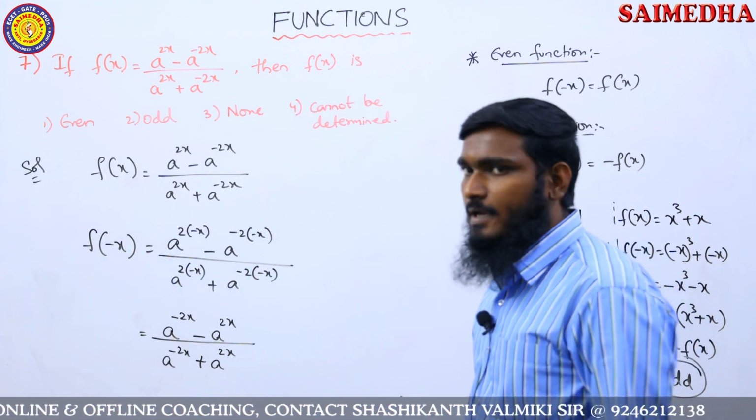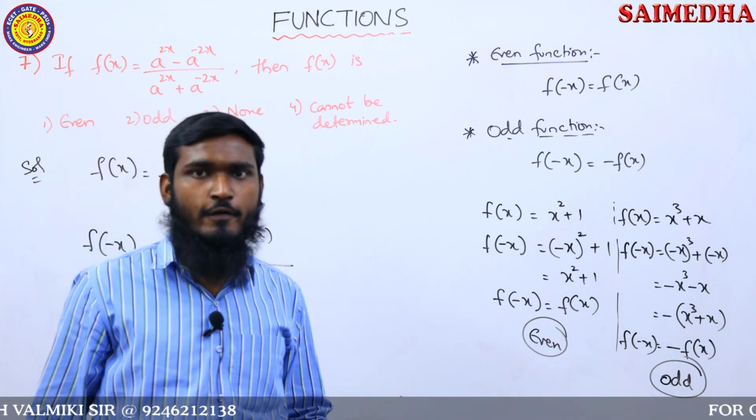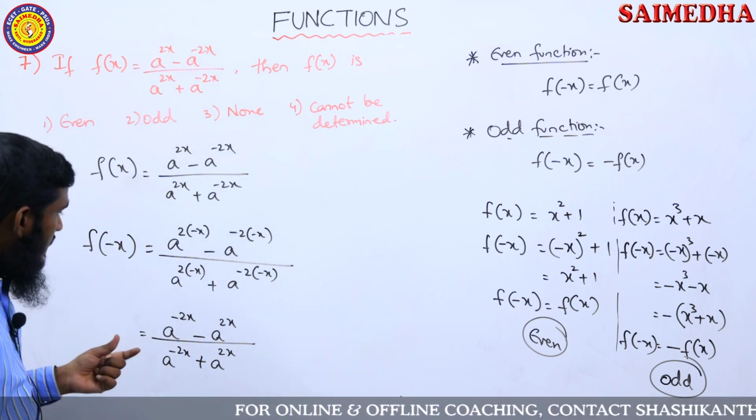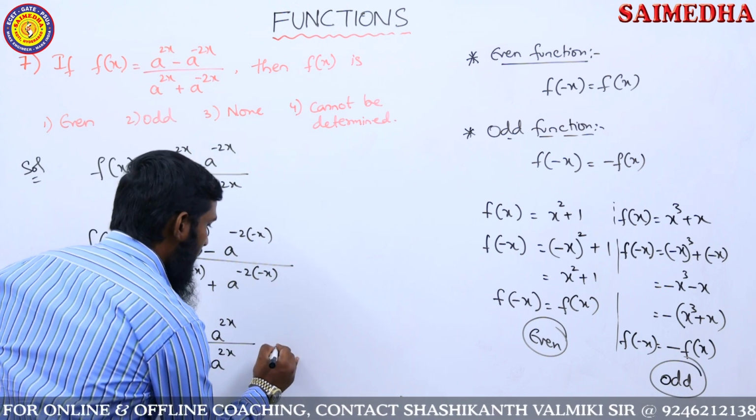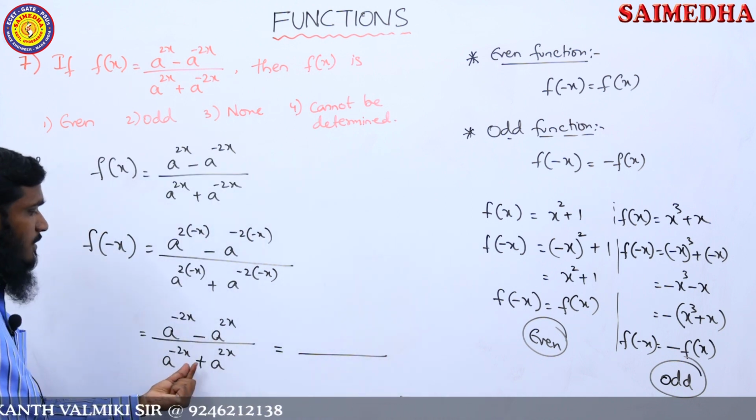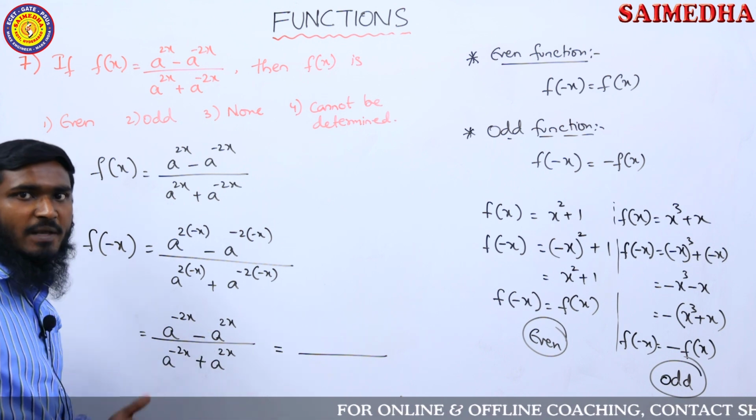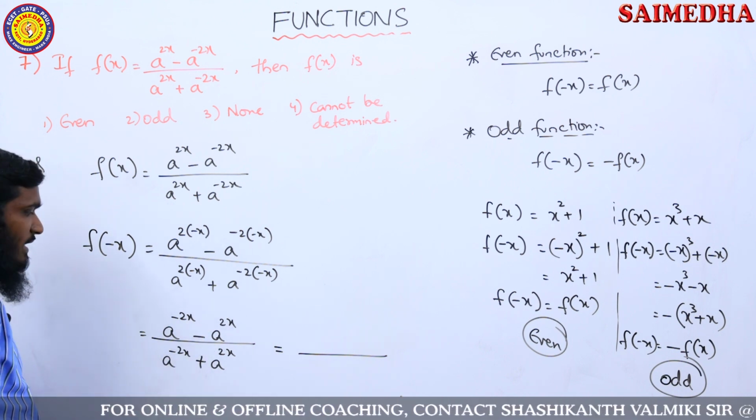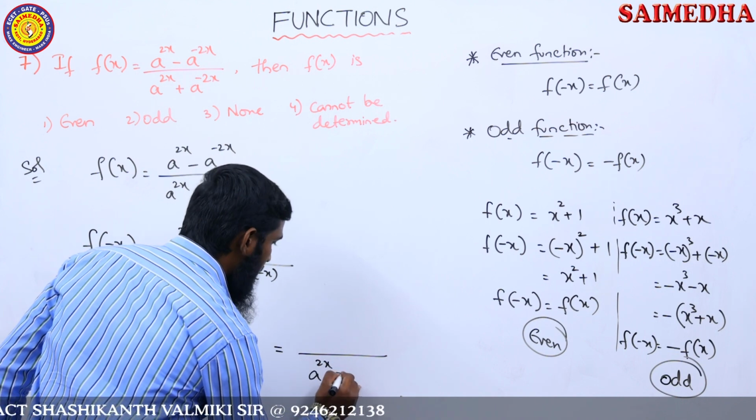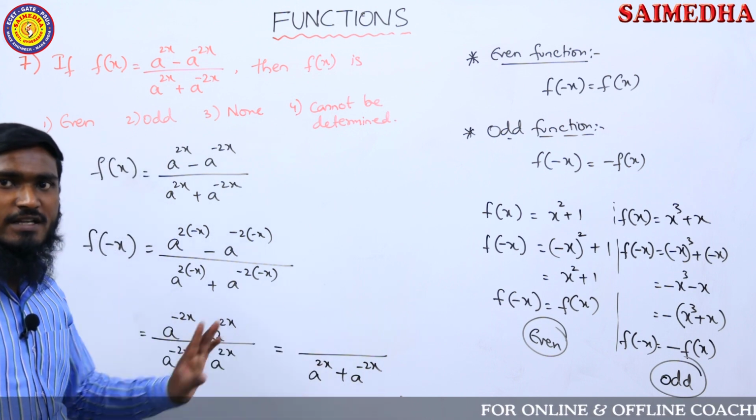Now let us compare. We should get the answer as f of x or else in the form of minus of f of x. Now if we compare our answer with the f of x part, the denominator part, what are we writing? We write the denominator as a power 2x plus a power minus 2x. A plus b is equal to b plus a, so we can write any term first. So we can write this part as a power 2x plus a power minus 2x. Understood? So this is the denominator part.